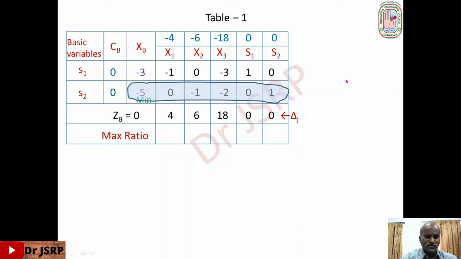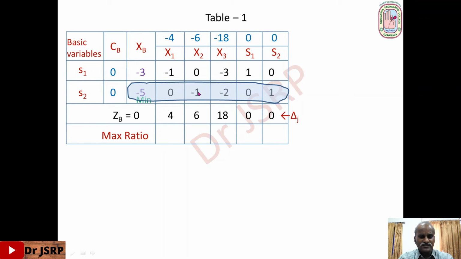Next, verify the existence of an infeasible solution. What is the condition for that? Observe the entries in the pivot row. If all these entries are greater than or equal to 0, then the problem does not have a feasible solution. Then the process ends. Here, observe, not all entries in the pivot row are greater than or equal to 0. Some are negative. We consider the negative entries. So we consider these two entries.